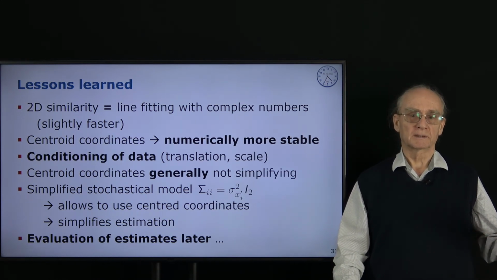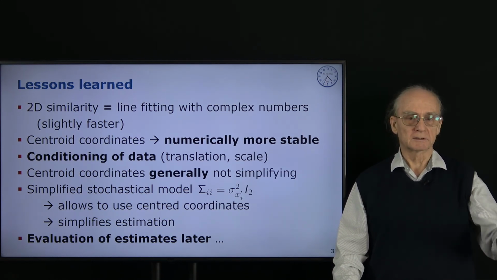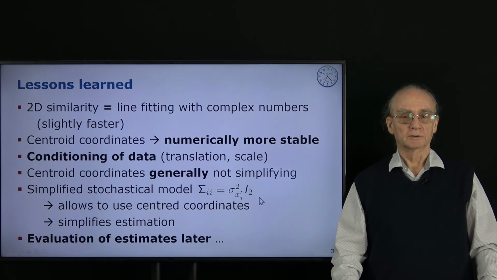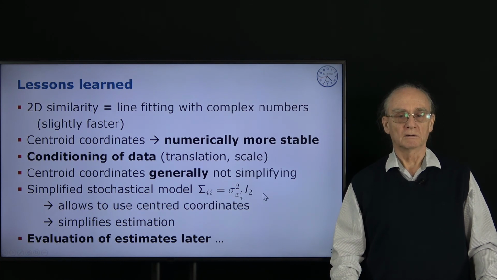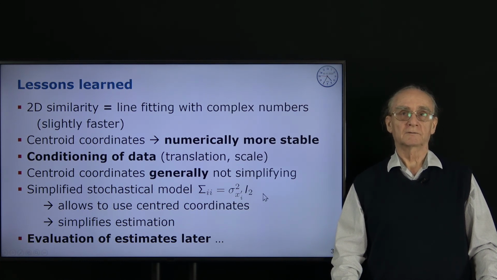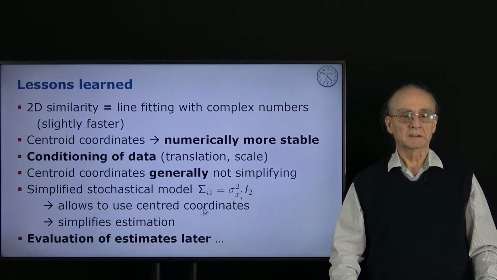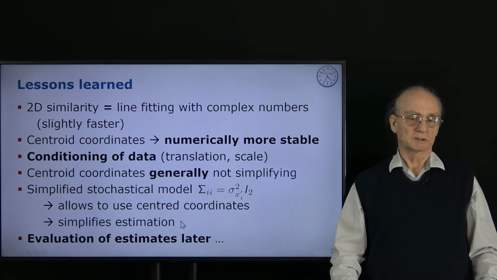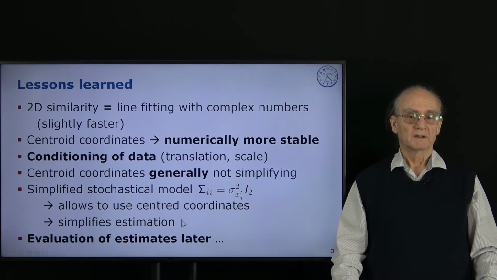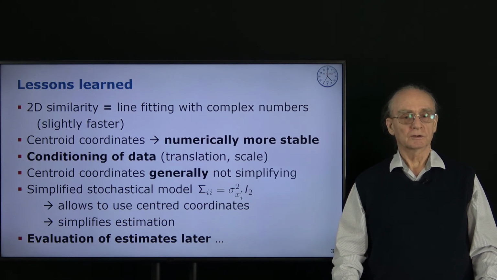If we take the simplified model, and now we know why we do this from the conceptual point of view, not because reality is following this, but because our mathematics tells us we should take this model, and if reality follows it, we are happy. If it doesn't follow it, we know what to do. This allows us to use centered coordinates, and it simplifies the estimation. And we will see that these results, to a large extent, transfer to 3D.